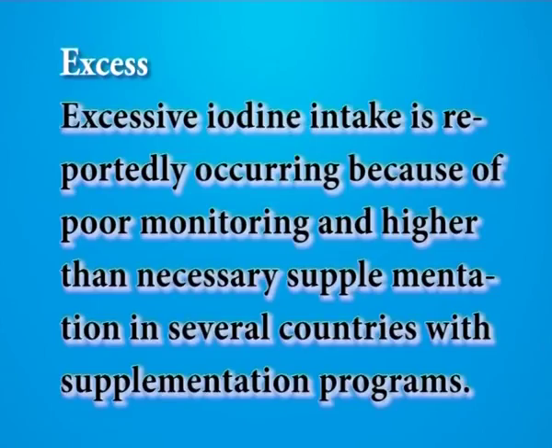Goitrogens are substances present in foods which cause goiter. These substances react with the iodine which is present in the food, making it unavailable for absorption. Foods like cabbage, cauliflower and radish contain goitrogens.